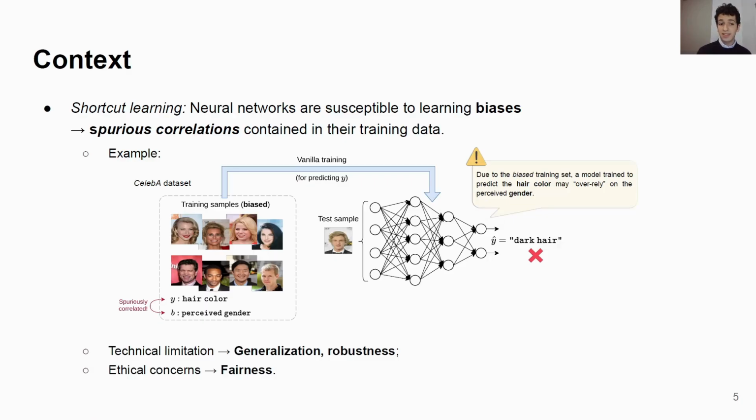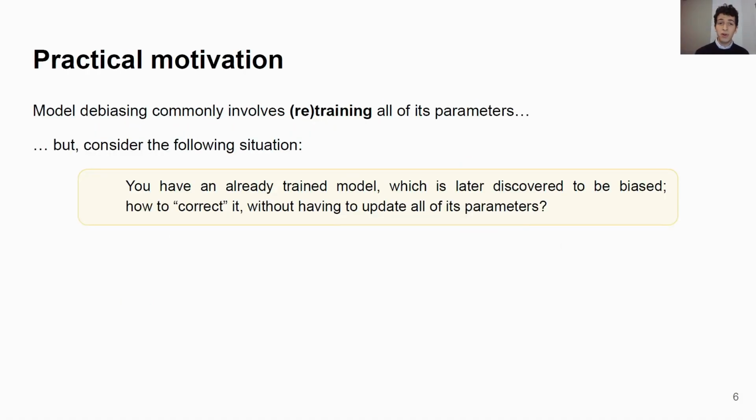From this example, we can see that biases can lead to technical limitations, as well as some ethical concerns, notably related to fairness. Therefore, debiasing is very important. However, model debiasing usually involves retraining all of the parameters of the model. But let's consider that you have an already trained model which you later discover is biased. How can you correct it or debias it without having to update all of its parameters?